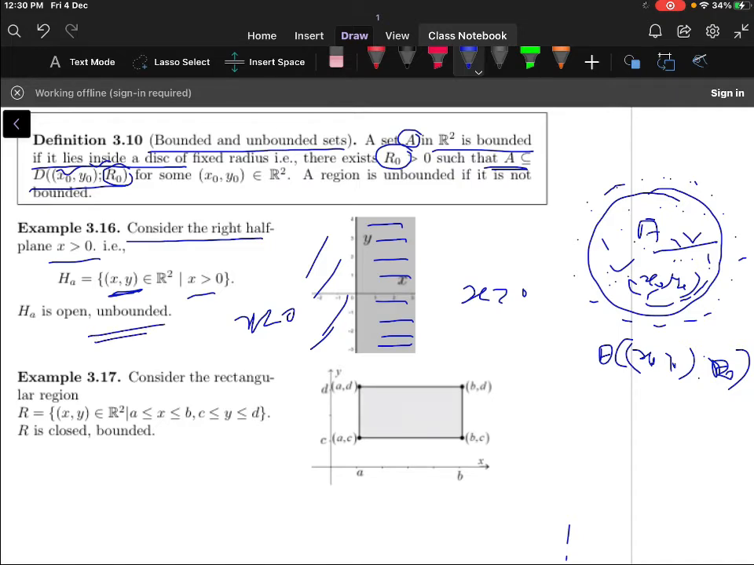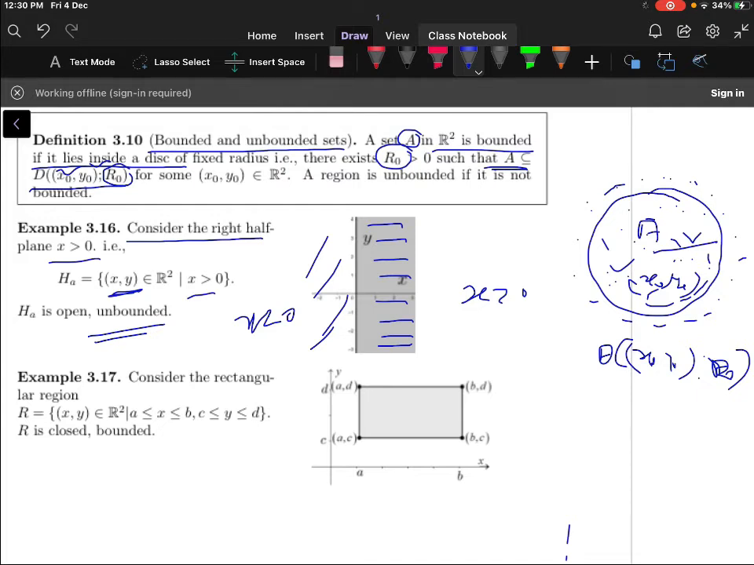A bounded region is always enclosed by an open disk with center (x0, y0) and some defined radius r. So therefore this region is not bounded because it is not a closed region. So the half plane where x is positive is an unbounded region.